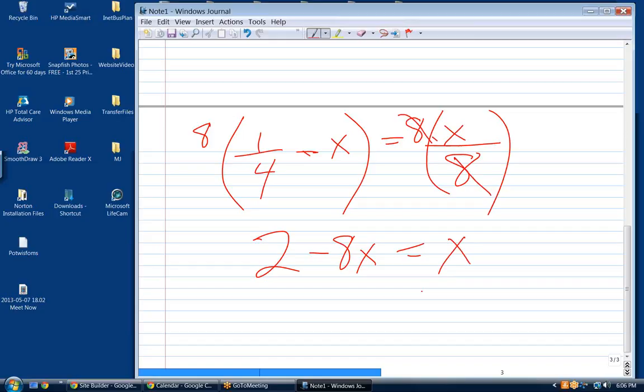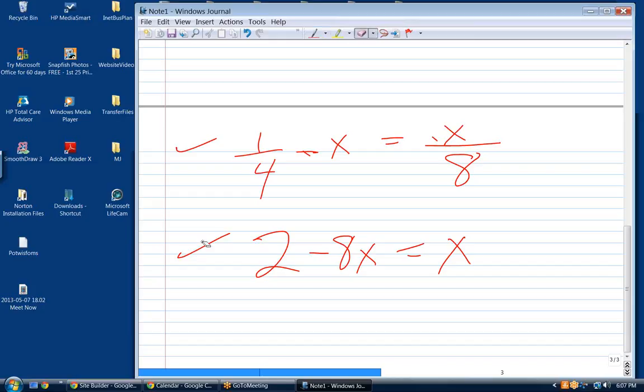X over... Now, notice how much easier this equation is to deal with than what we started with. This is what we started with. Very difficult. Now we got something that's a piece of cake. And the only thing we had to do was to multiply both sides of the equation by this 8 in order to get rid of all the denominators in one step. So help me solve this now. 2 minus 8x equals x.